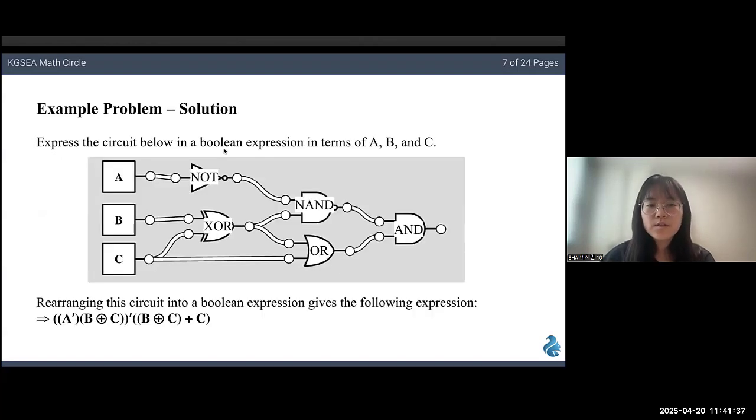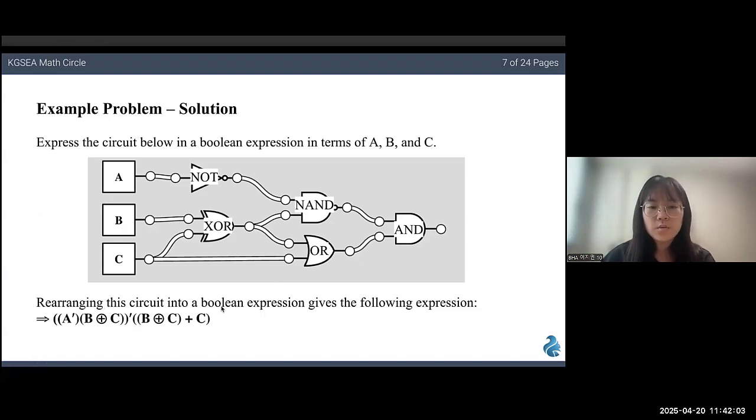To express the circuit below in a Boolean expression using these three variables, we first need to convert the logic gates shown in the visual method into algebraic expressions. This is what I have noted above in the image. This logic gate converts to NOT, this logic gate converts to XOR, this logic gate converts to NAND, and other logic gates are converted that way as well.